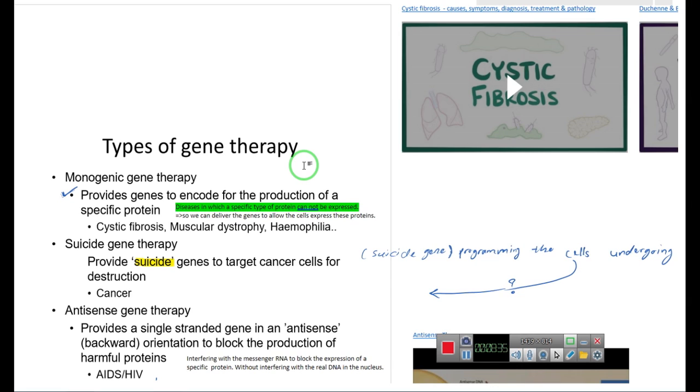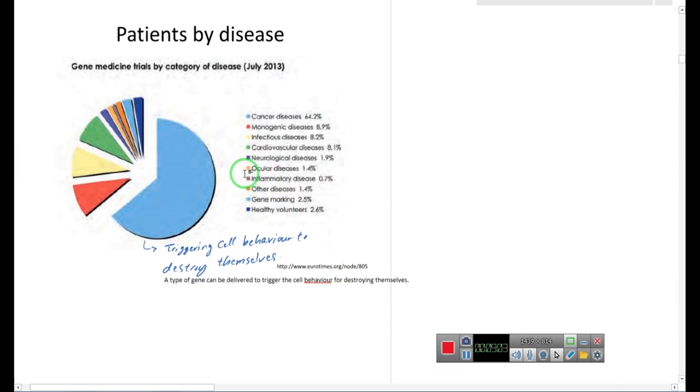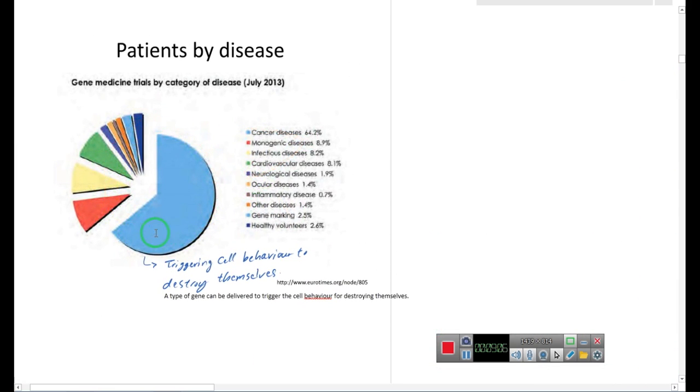Well, as I was saying, if we have a disease in which a specific type of protein is not expressed, we can deliver the genes to help the genetic code to be modified in order to produce the proteins again. However, if you look at this diagram, you see that most of the studies are related to cancer diseases.